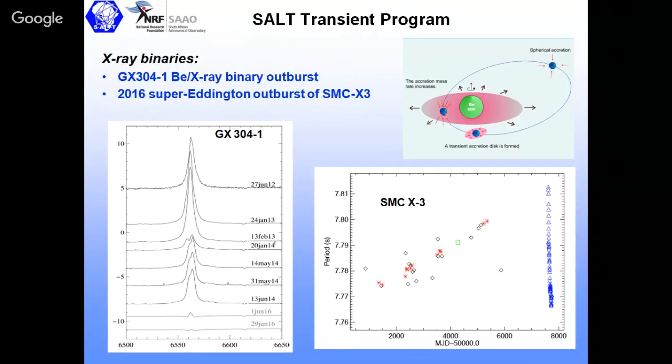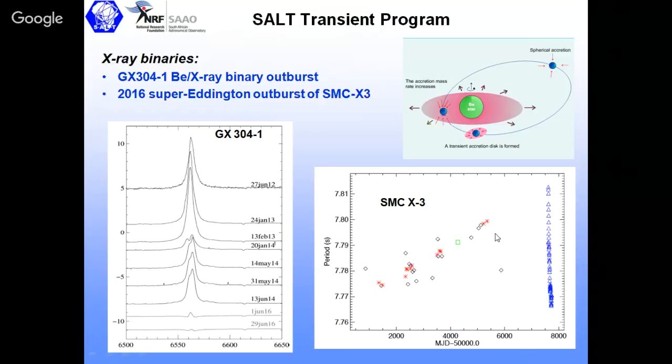X-ray binaries, we've been looking at both high mass and low mass X-ray binaries. So this is an example of two high mass X-ray binaries. SMC X-3 went into outburst in 2016, a super Eddington outburst. This is the spin period of the system, which before outburst and then during outburst, it spun up. You can see that it's spinning faster.